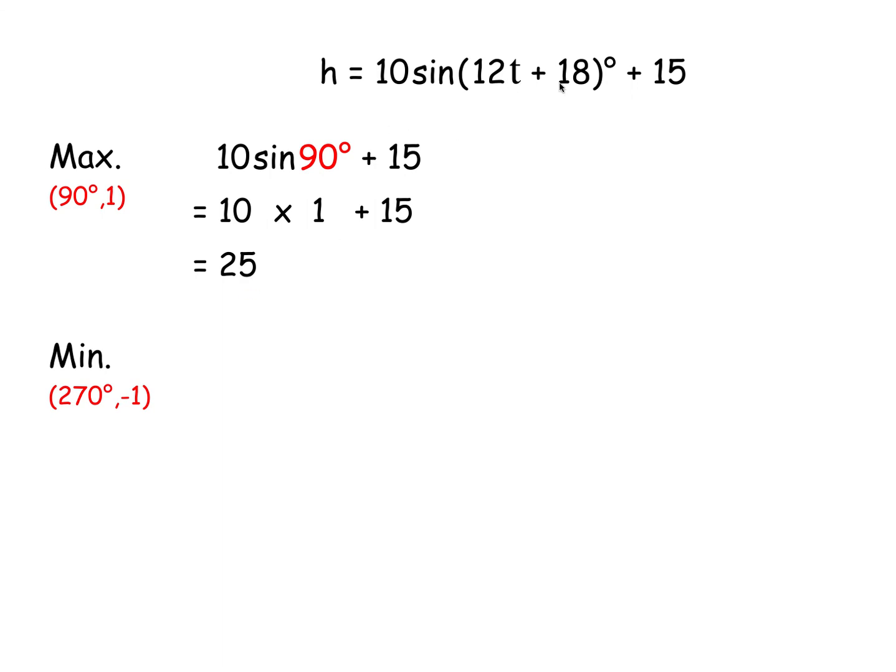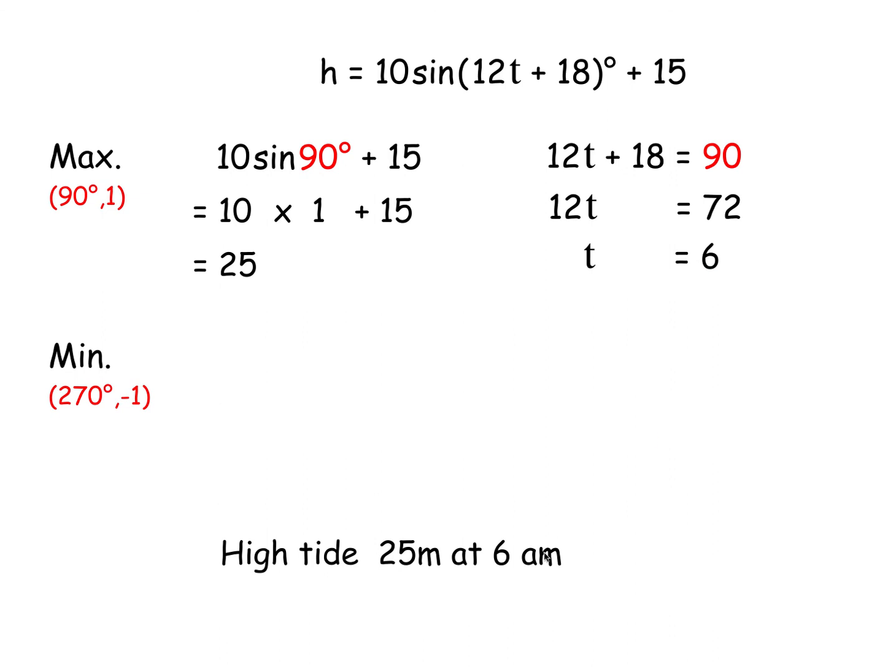When did 12t plus 18 become 90? Because you want to make the brackets 90. So solve this equation, taking 18 off the other side, divide by 12. t is 6. What did that mean in the context of the question? Well, it was the number of hours after midnight. So that's like 6 a.m. It's 25 metres deep at 6 a.m. So that's your answer in the context of the question.